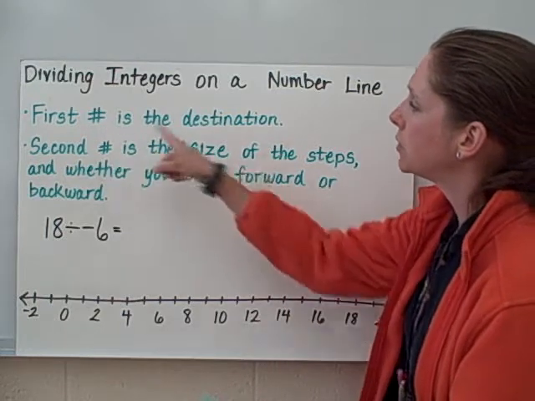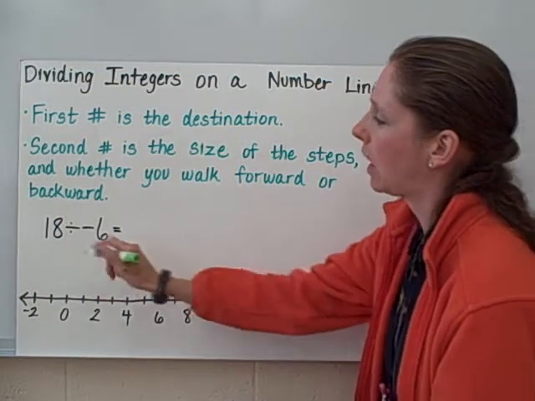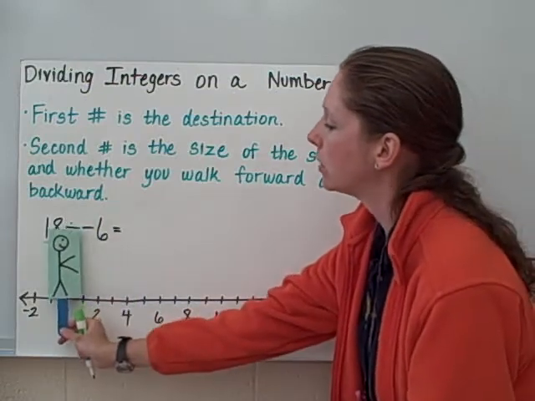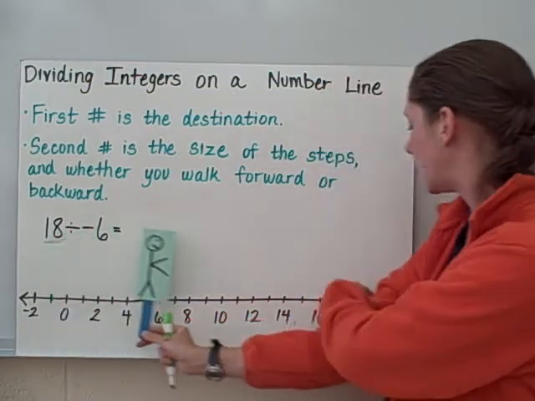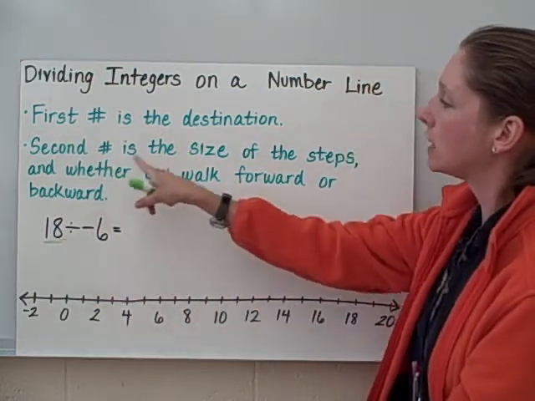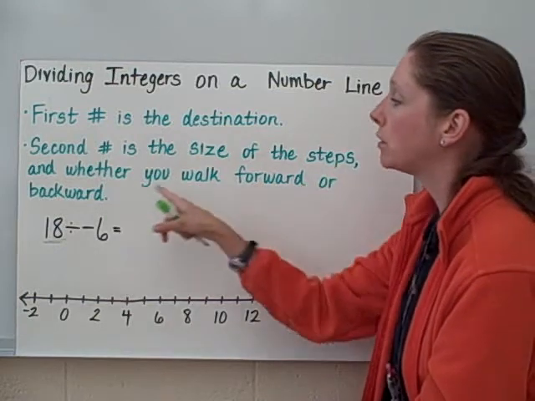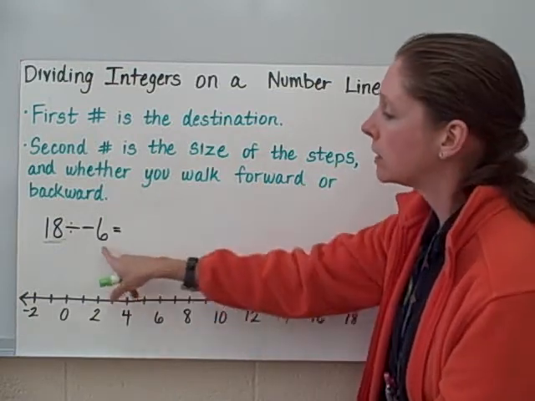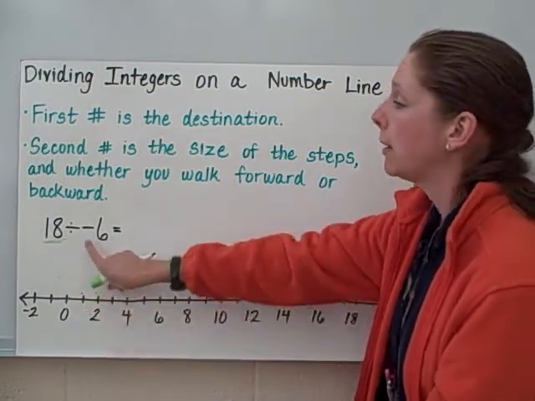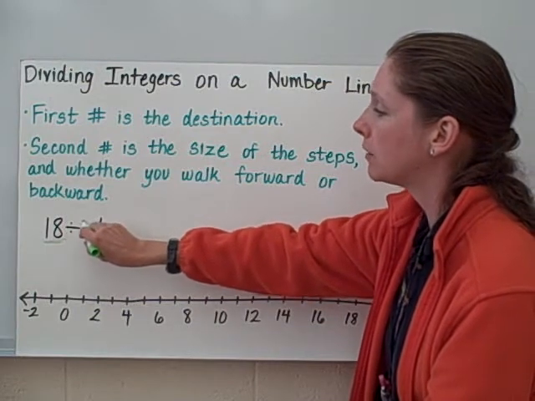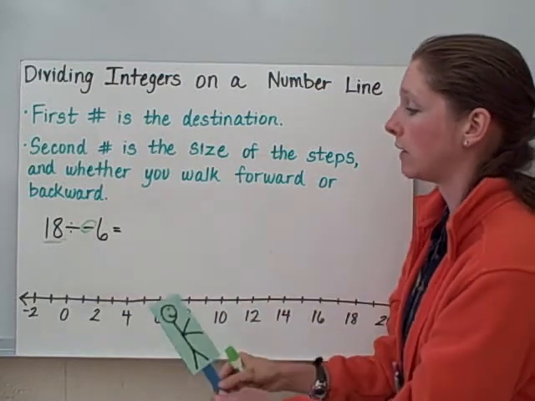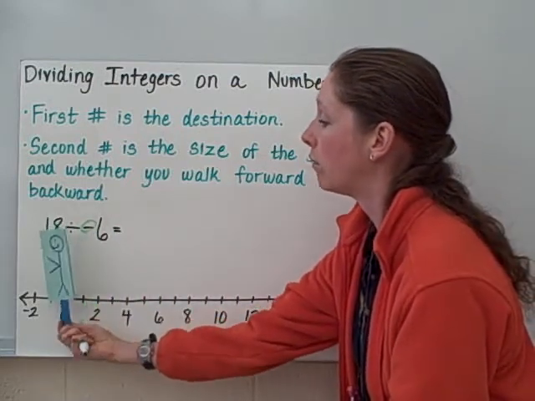So if the first number is our destination, that means that's going to be our 18 in this problem. So 18 is our destination. So our person's going to be facing that 18. They're trying to get way over here to the 18. Divided by negative 6. It says second number is the size of the steps and whether you walk forward or backward. So that means our step size is going to be 6. They're going to take steps of 6 units each. And this negative tells me whether to walk forwards or backwards, so that negative tells me that my person is going to be walking backwards.